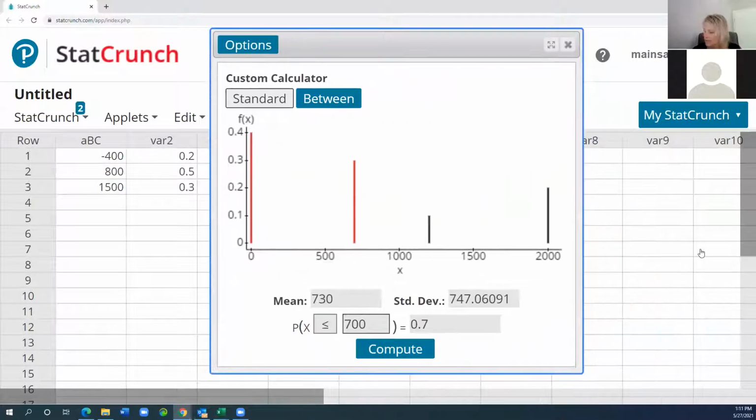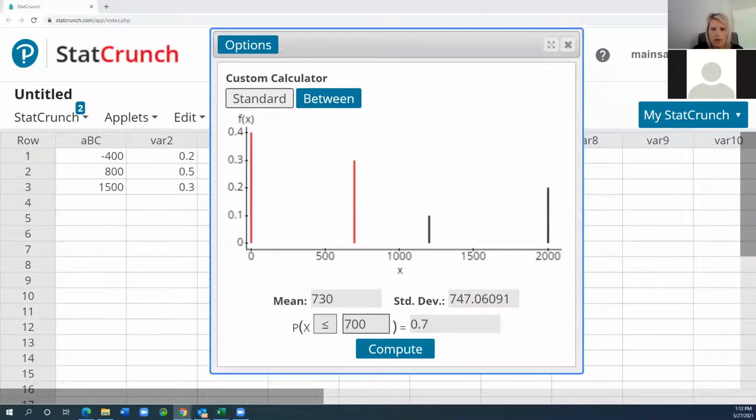And XYZ has an expected value of 730. So now that we have those, we can go to the bottom of the worksheet and answer some questions about those scenarios and their possible outcomes.